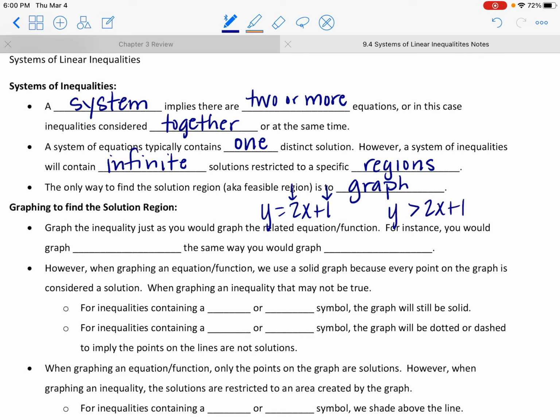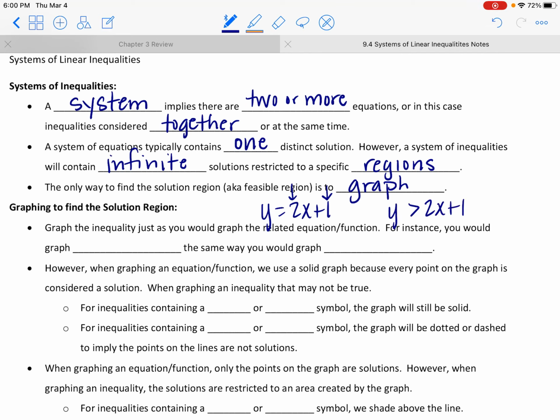If you are graphing an inequality that has your greater than or equal to or less than or equal to, then your line will still be solid, because the equal to means the points on the line or your graph are still included in the solution set. But if we're looking at strictly greater than or less than, then your graph is going to be a dotted or a dashed line to show that the points on the line or the graph are not solutions. So we exclude the points that are on the graph as being part of the solution set by using a dotted or dashed line.